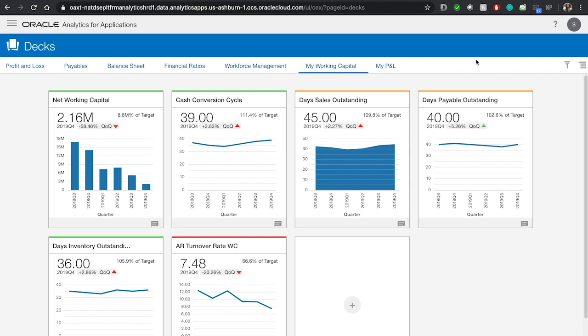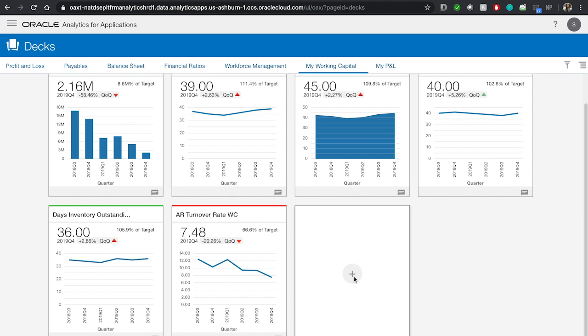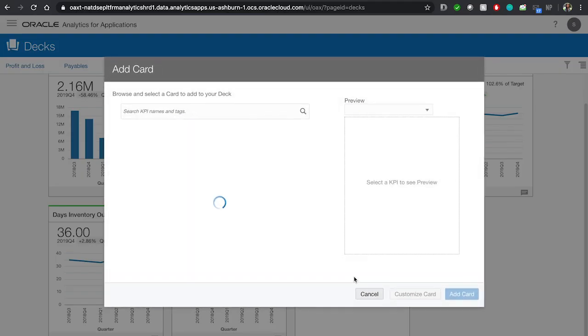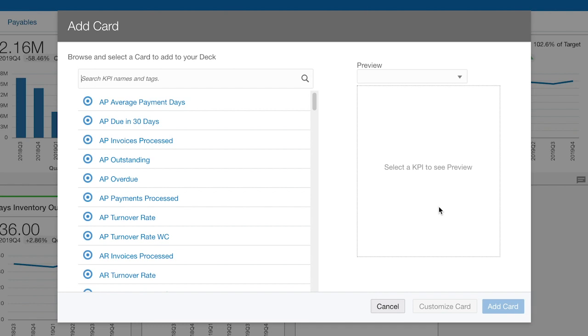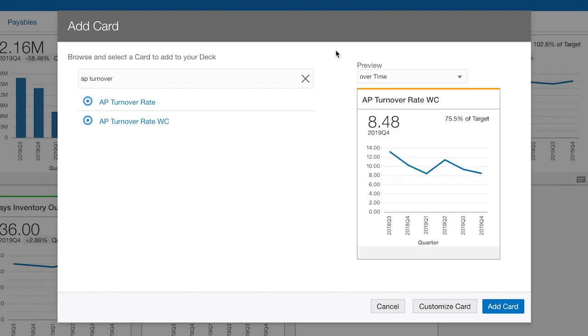So the financial manager now wants to look deeper into payables and does so by including a new KPI onto his My Working Capital deck. He clicks on the addition button and types in AP turnover. And he's going to double click on the metric that he wants. That is going to pre-populate the preview window on the right-hand side, and it gives him an automated visualization of this metric. And this is going to cut down much of the time that he and his team take in order to figure out what visualization best represents this metric.